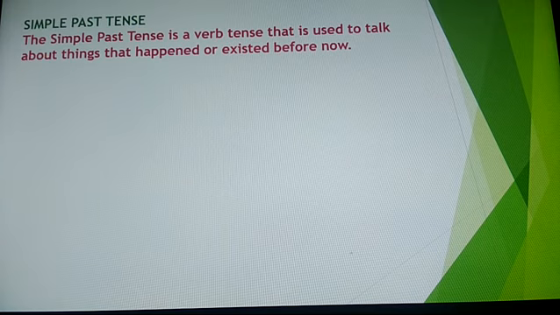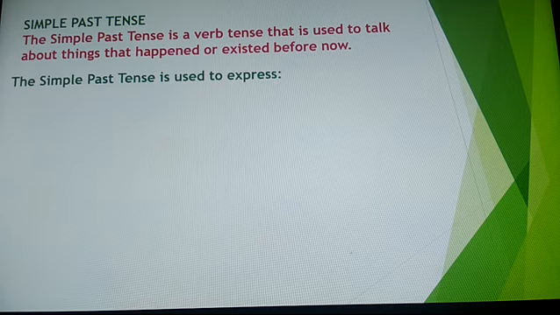Okay. Now next, we have simple past tense. After simple present tense, we have simple past tense. So the simple past tense is a verb tense that is used to talk about things that happened or existed before now. So in short, simple past tense talks about the action that had taken place in the past or the action which is already completed. So the simple past tense, let us talk about its uses. Where do we use the simple past tense? We have studied simple present tense, its uses. Now we will talk about the simple past tense and its uses.